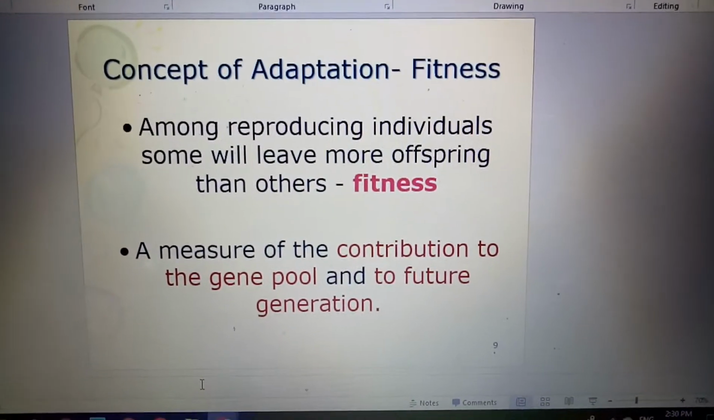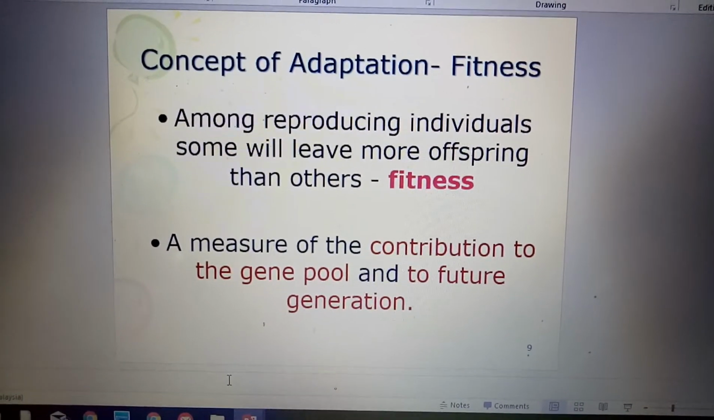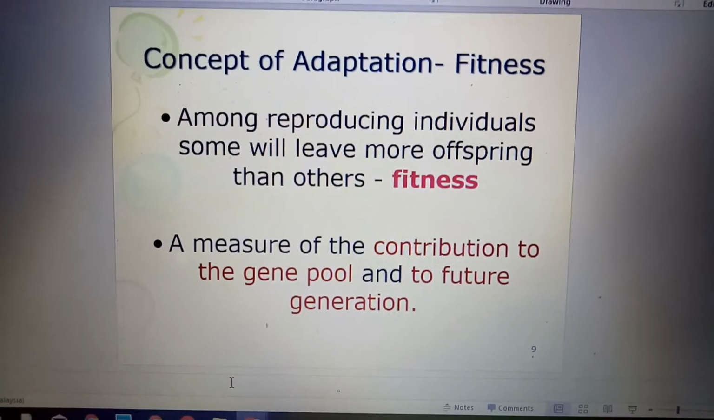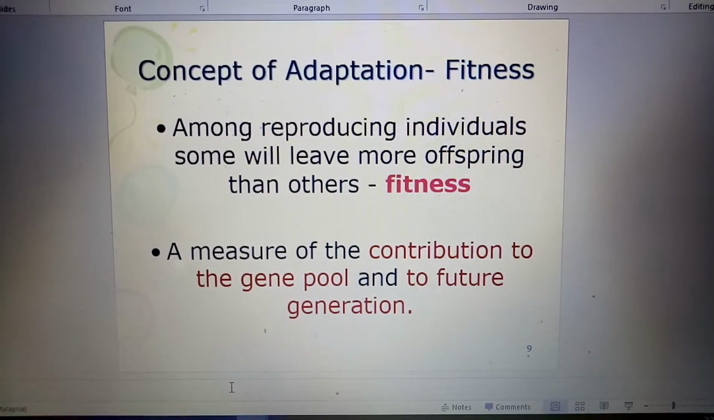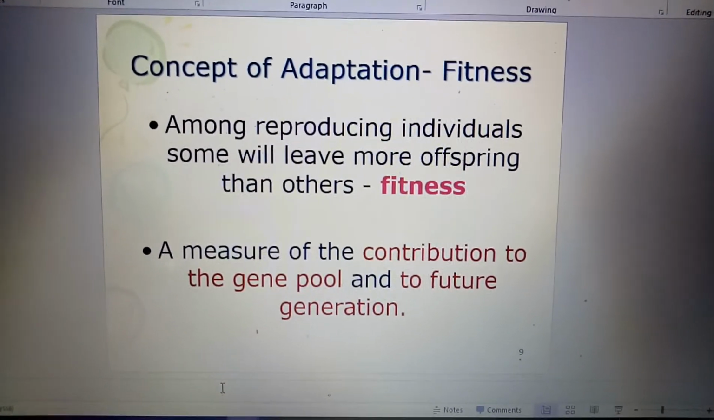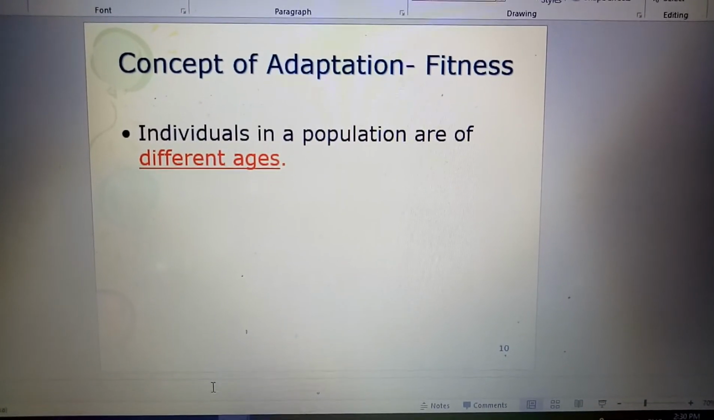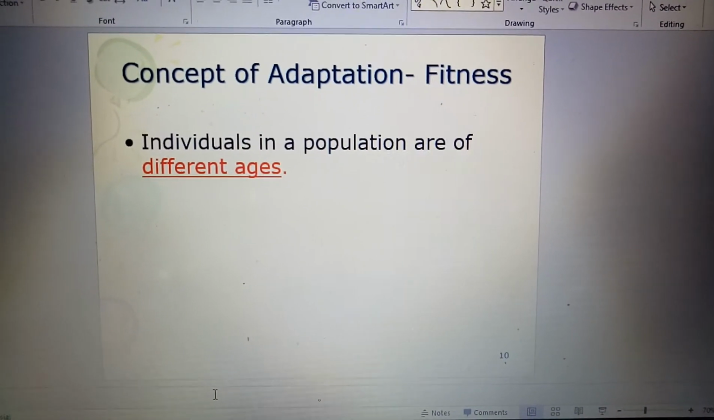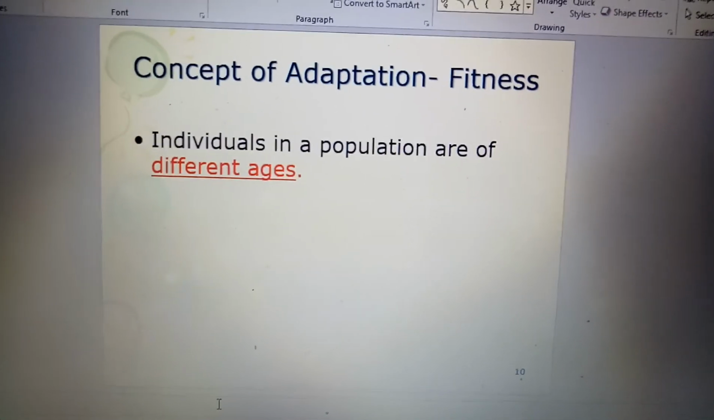So this is the concept of adaptation again, fitness. Among reproducing individuals, some will leave more offspring than others. This is called fitness, a measure of the contribution to the gene pool and to future generations. Of course, individuals in a population are of different ages. We continue to the next slide later on.